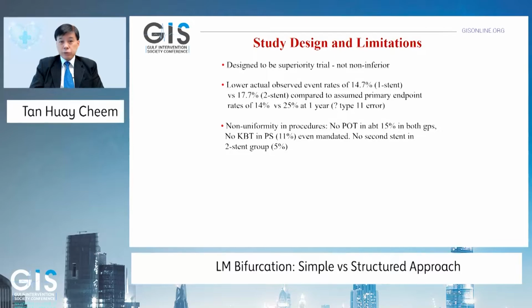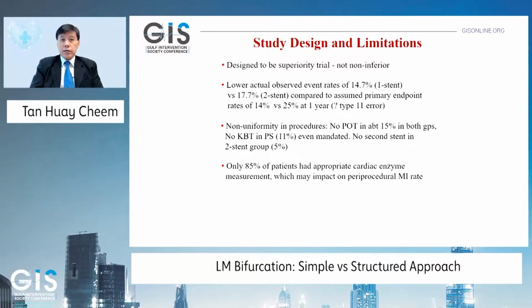Although mandated in the protocol, not all patients had POT in both groups, and no kissing balloon inflation was also performed in 11% in the provisional stent strategy. And there was also no second stent in the two stent group in about 5% of patients. And finally, only 5% of patients had appropriate cardiac enzymes measurement, which may impact on the periprocedural myocardial infarction rate.